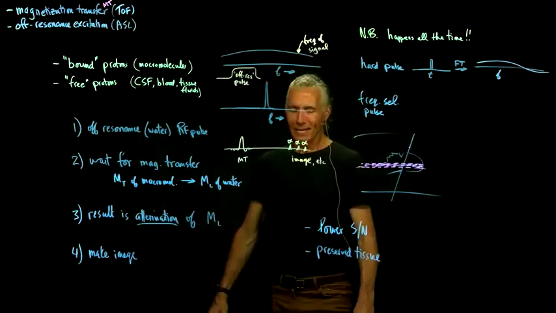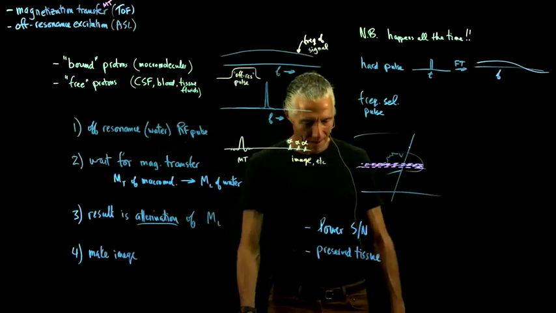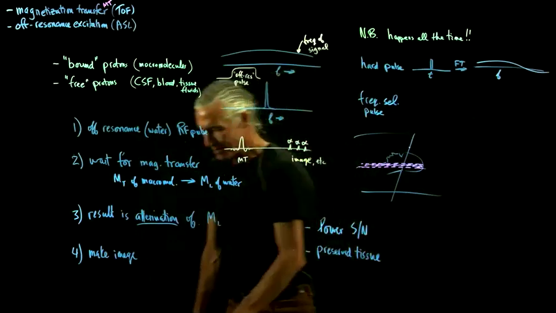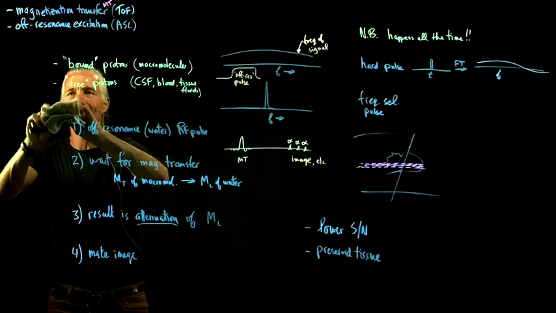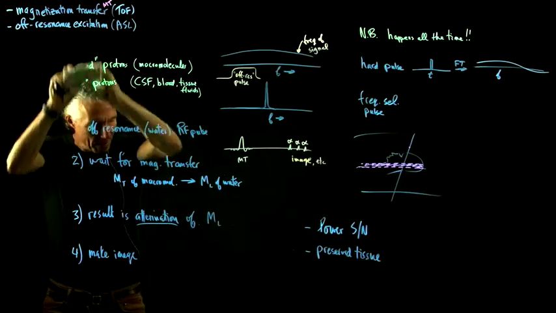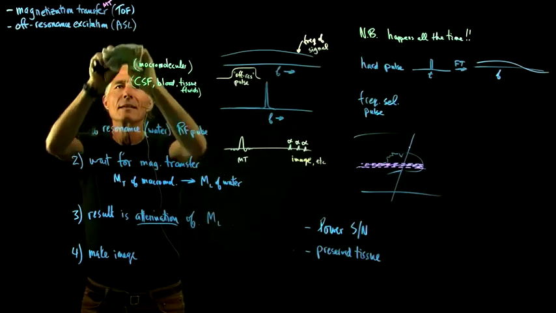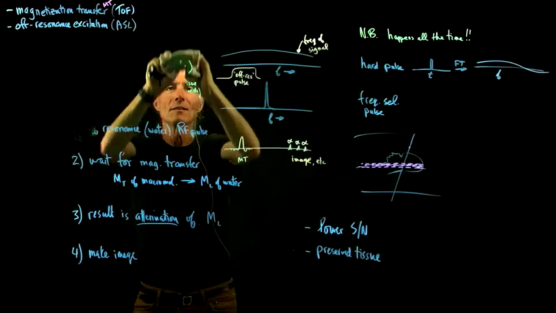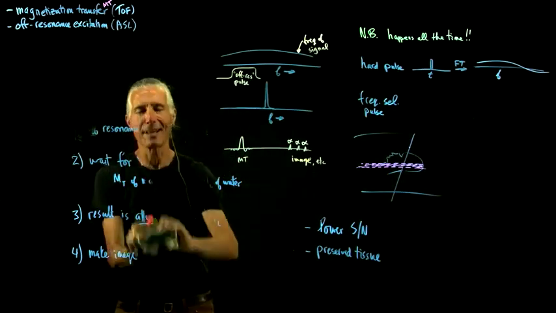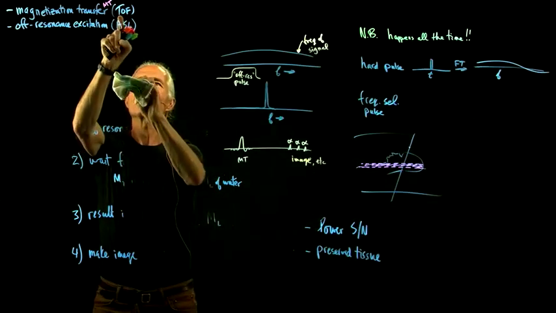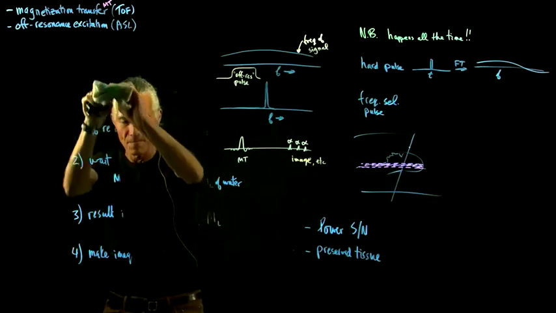Okay, so that's magnetization transfer. So what are some of the things that are done with this? One of the things is to increase the contrast of a time of flight scan. That's time of flight, the TOF.